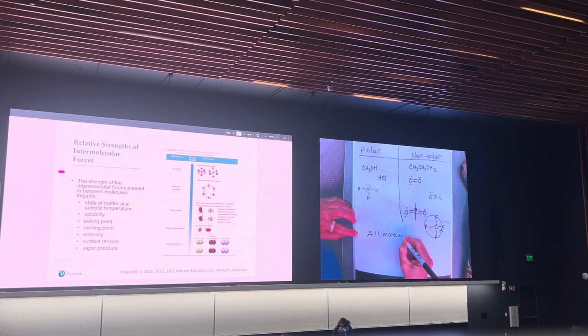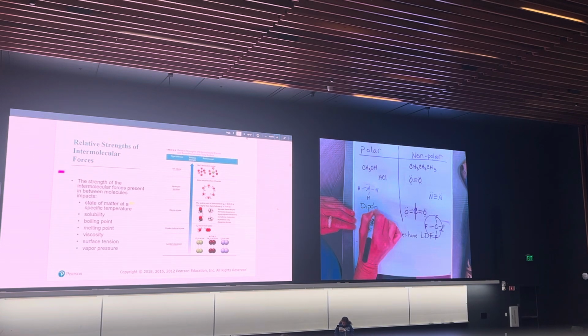So all molecules have London dispersion forces, LDF. And then polar molecules have dipole-dipole, but nonpolar don't. So polar molecules automatically have a higher boiling point, are more viscous, have higher surface tension, and so on, than nonpolar. Nonpolar are the losers. They're always at the bottom.